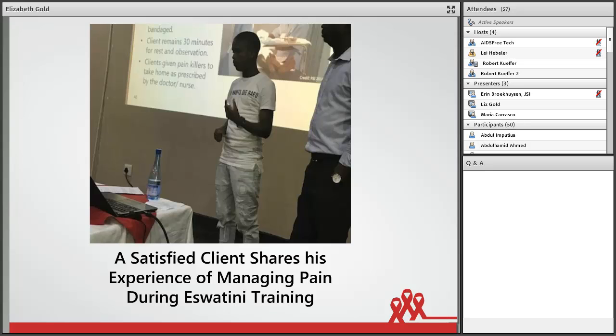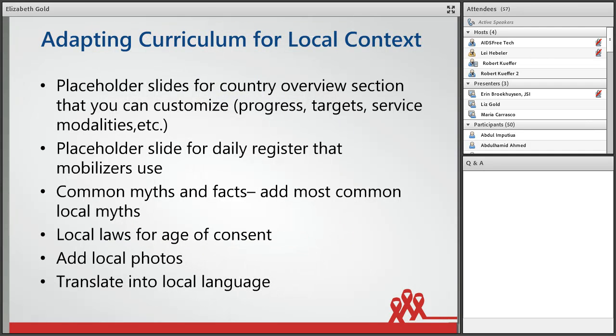In this photo, you see a satisfied client sharing his experience of managing pain. This was a couple weeks ago in a training in Eswatini. The presenter was talking about the procedure and pain management, and then the satisfied client shared his experience and took questions from the participants. I think his participation was kind of a highlight for participants.